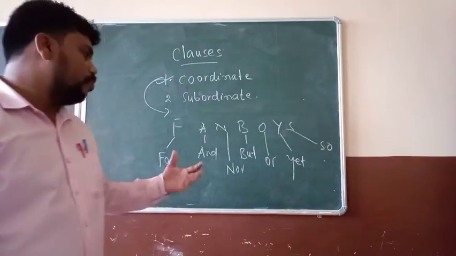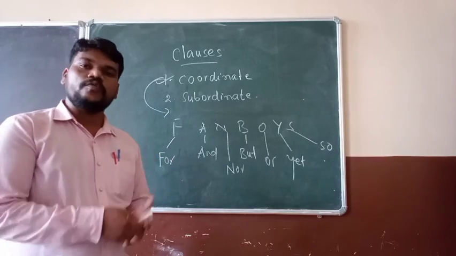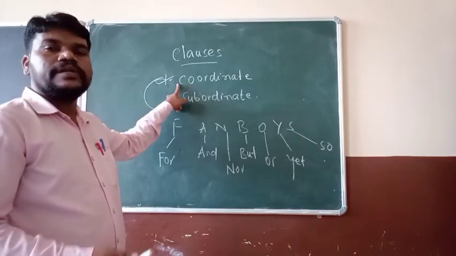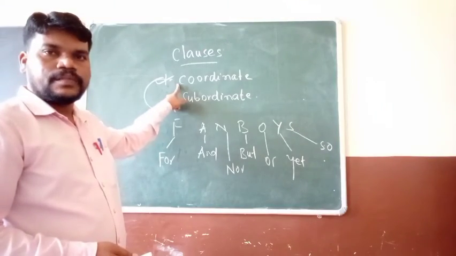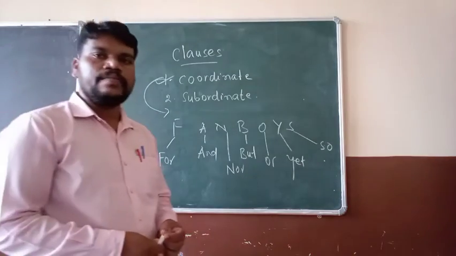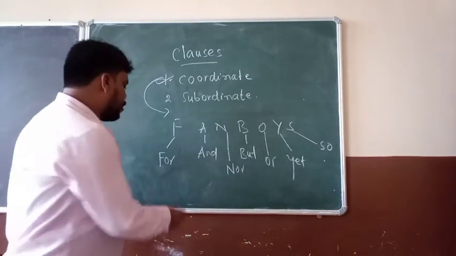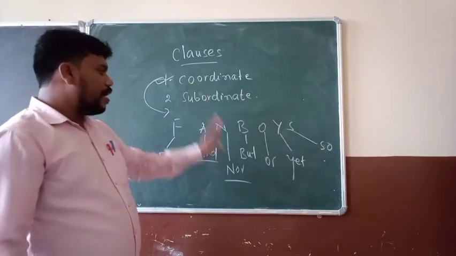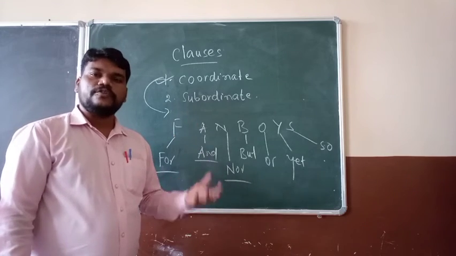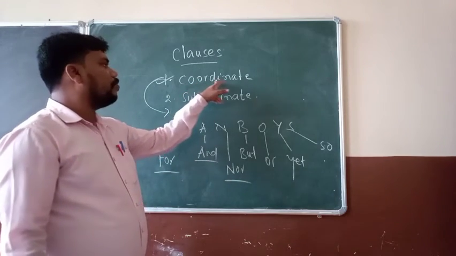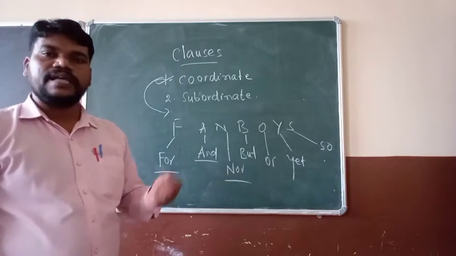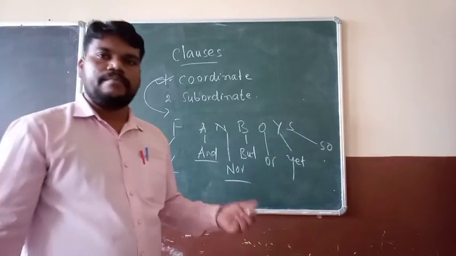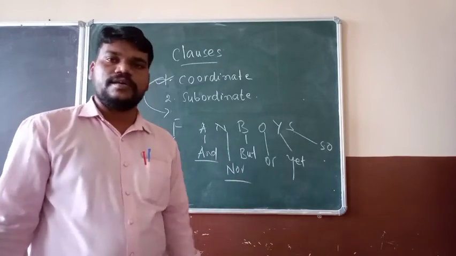So when you see these words, they are used in between two clauses, then you will be knowing that they are known as the coordinate clause. Remember, once again I am repeating, if you see these words, they are used as joining words, and they are used in between two clauses, then you will be knowing that that particular sentence is known as coordinate clause. Hope all of you are understanding all these things.